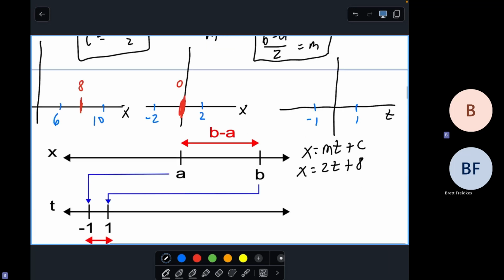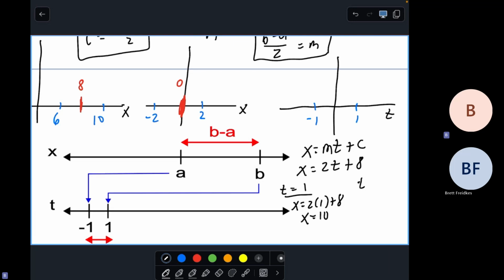And if you were to plug in the t values, which are -1 and 1, what do we get? Well, if t is equal to 1, we get x is equal to 2 plus 8, we get 10. Oh, look, that was our original upper bound. If you do t is equal to -1, you get x is 2 times -1 plus 8. That gives you 6, which is our other bound. You can check if you did your math correctly because they should transform between each other. Does that make sense? Yeah? Okay, cool.